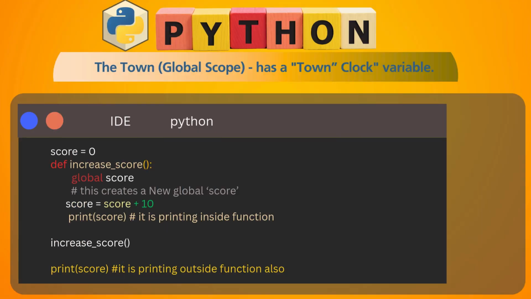Now you can see this example, global scope. We are declaring a variable score equal to 0. Then we start our function increase_score. Then we declare score as global. Then score equals score plus 10. Print score. So the global score is modified through increase_score. That is the global scope.